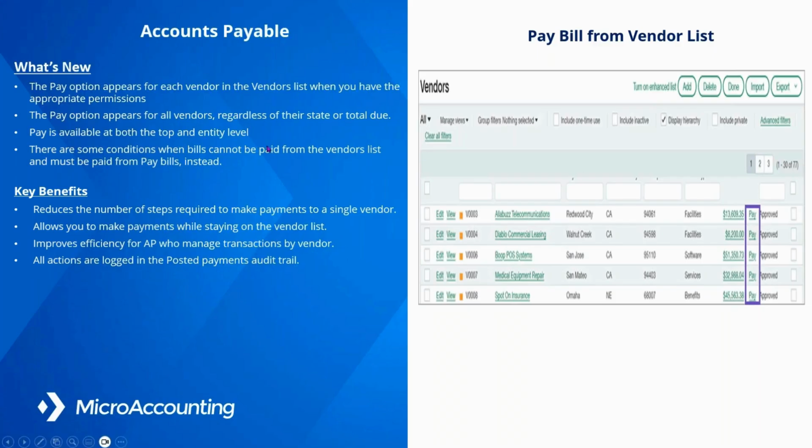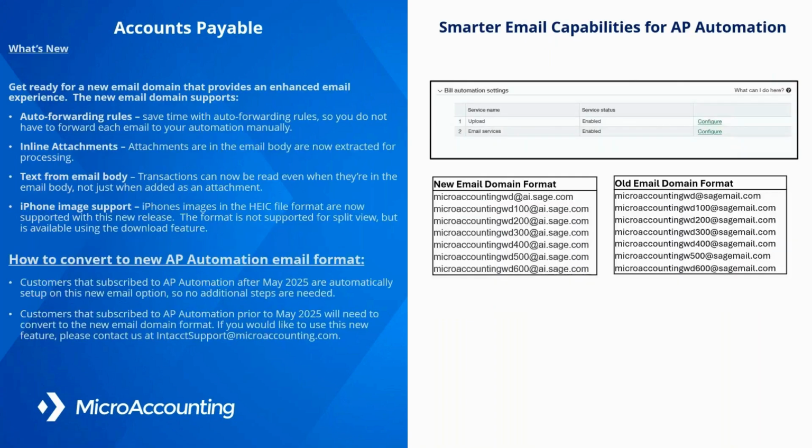Now, just some key points. This feature cannot be paid from the vendors list in some conditions. Some of those would probably be if the pay method is different. This is available at both the top and the entity level, so that's cool. And it's going to appear here whether it's paid or unpaid. So just really some neat enhancements to the vendor list, using the pay feature.